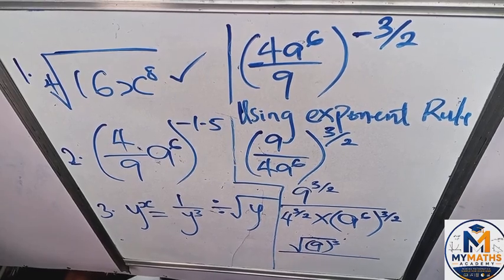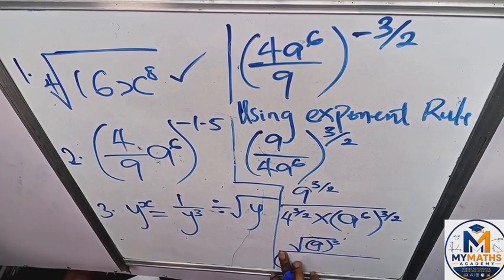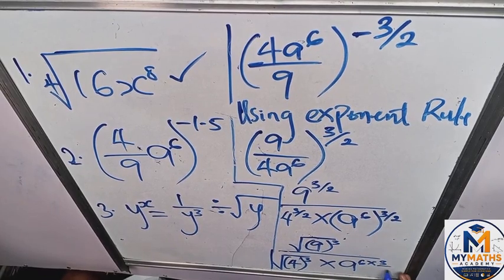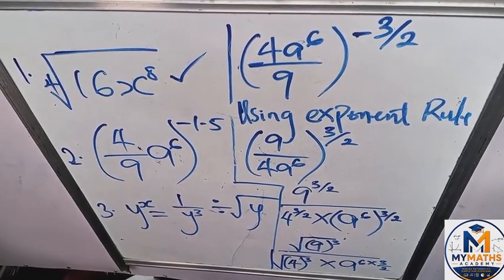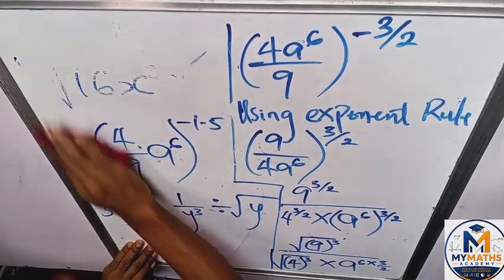That's what it means. This is what it means. It means that the square root of 4, open and close the bracket, raised to power 3 times. For this one now, it means a raised to power 6 times 3 all over 2. Are we clear? So this is what it means. Let me clean this part.